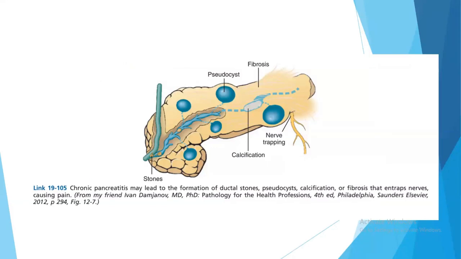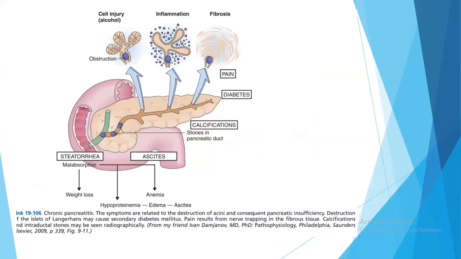Now, chronic pancreatitis may lead to the formation of ductal stones, pseudocyst, and calcification of fibrosis that entraps the nerves, causing the pain. Talking about chronic pancreatitis, the symptoms are related to the destruction of the acini and consequent pancreatic insufficiency. Destruction of the islets of Langerhans may cause secondary diabetes mellitus, and pain results from the nerves trapped in the fibrous tissue. Calcification and intraductal stones may be seen radiographically.